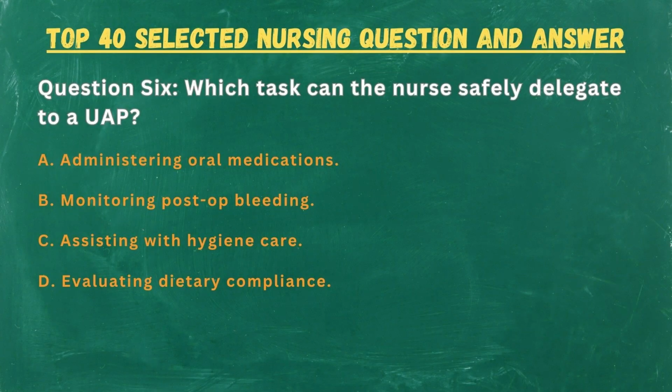Question 6. Which task can the nurse safely delegate to a UAP? A. Administering oral medications. B. Monitoring post-op bleeding. C. Assisting with hygiene care. D. Evaluating dietary compliance. Answer. C. Assisting with hygiene care.